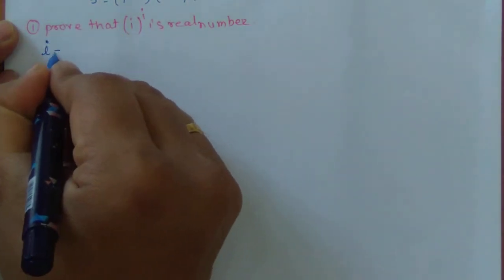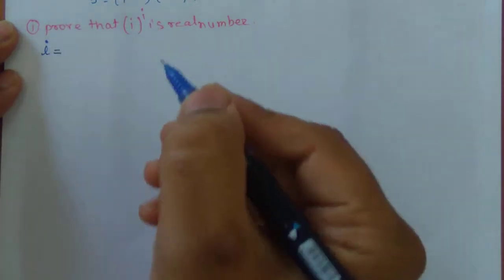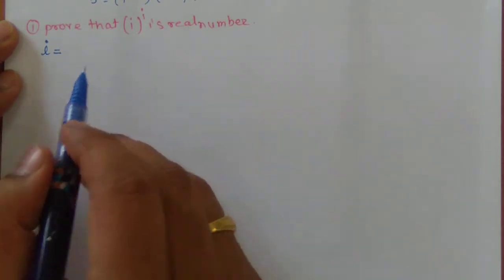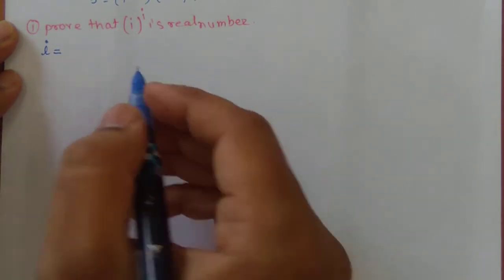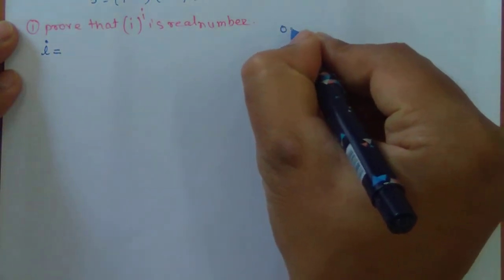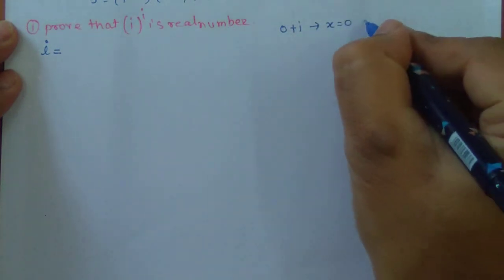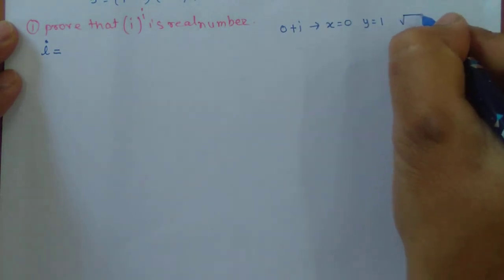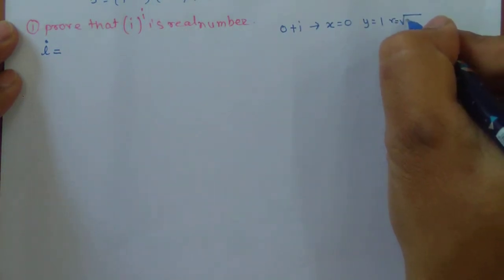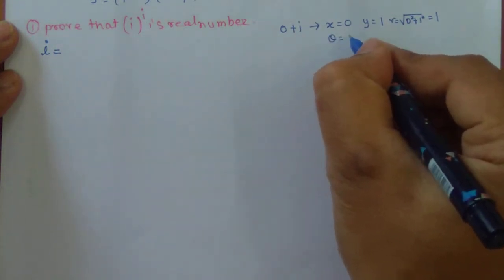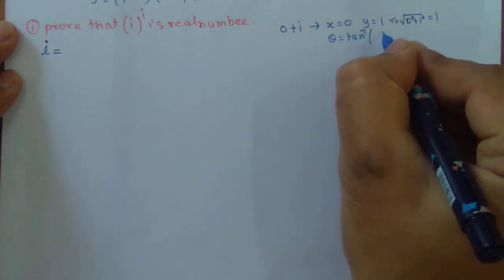Our first job is to write this complex number in the form of polar coordinates. We have to write this in the polar form, that is cos theta plus i sin theta. So i means what? It is 0 plus i. So here x is 0 and y is equal to 1. Therefore, r is equal to square root of 0 square plus 1 square. So the value of r is 1, and theta is equal to tan inverse of y upon x.